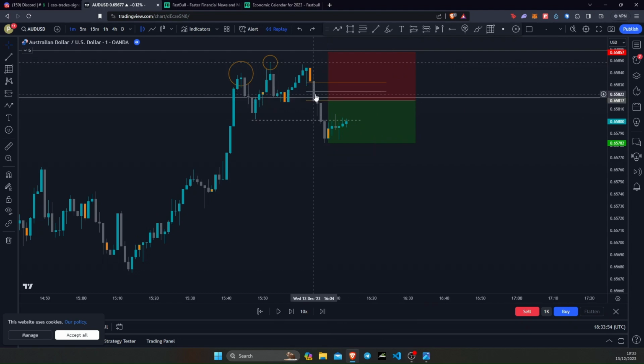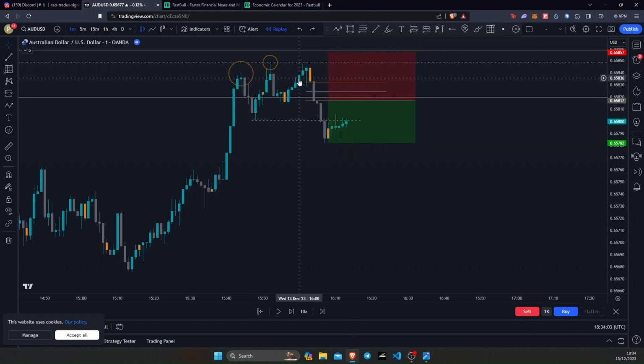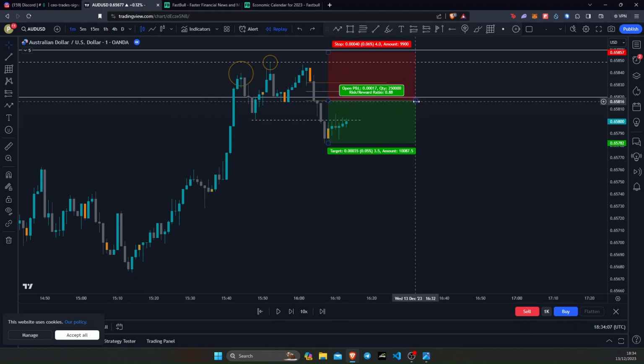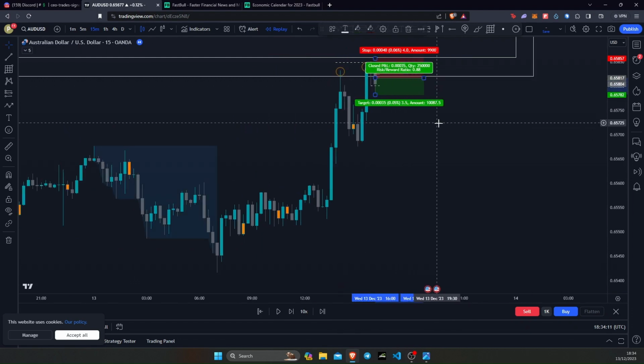I put my entry at the fair value gap right here. I put my stops just above this high because we know that now that we've got this market structure shift, this high is now protected. And then I went up to the 15 minute and thought, where should I target?